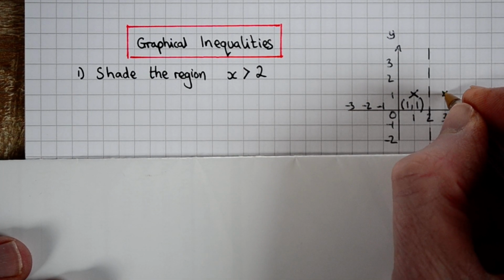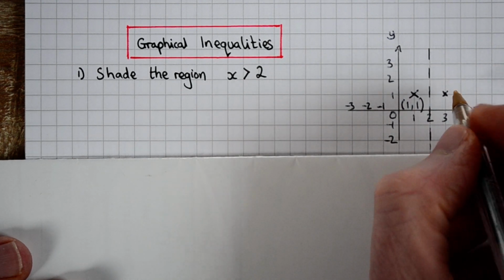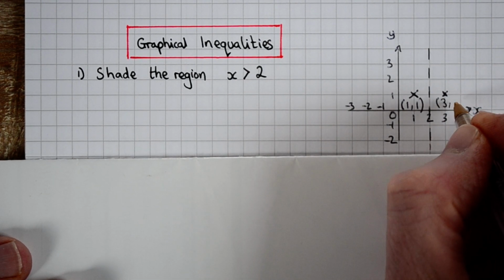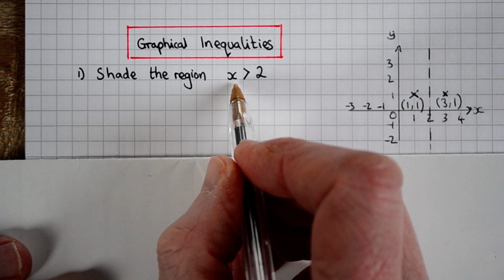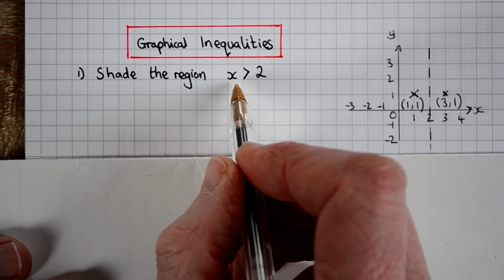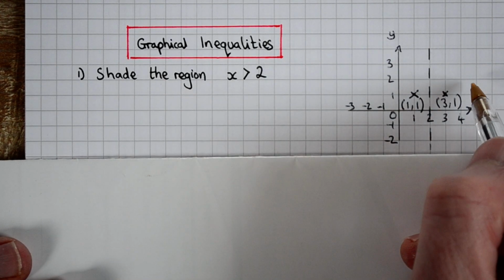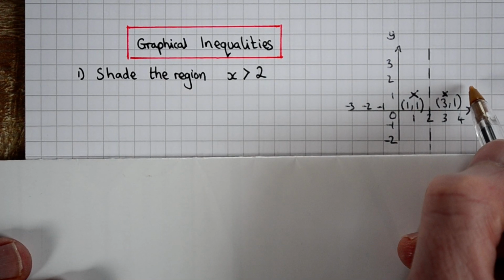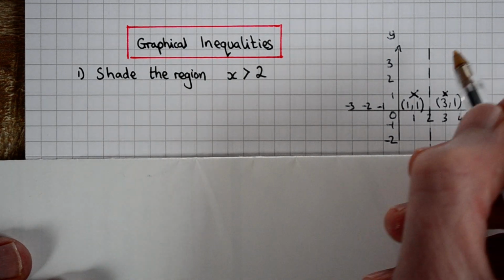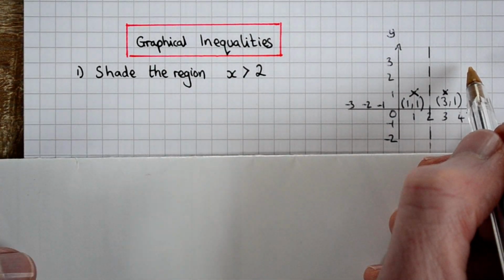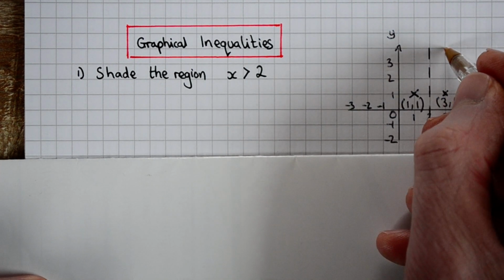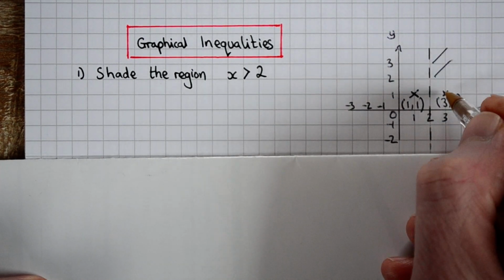Let's check with a point on the other side. So here the coordinates of that point are (3, 1). 3 is our x coordinate. Is 3 greater than 2? Yes, of course it is. So this side of the line satisfies the inequality. So this side of the line we're interested in. What does the question ask us to do? To shade the region. So we're shading the region x is greater than 2.